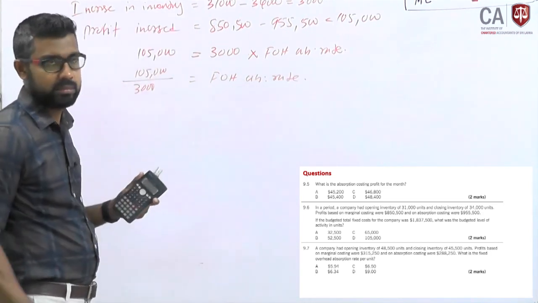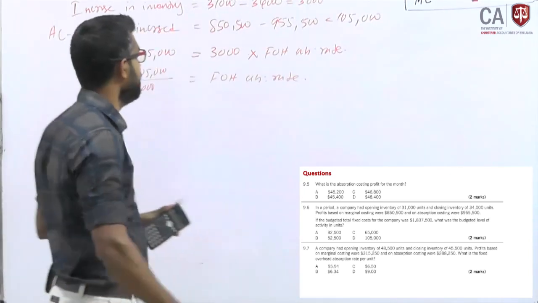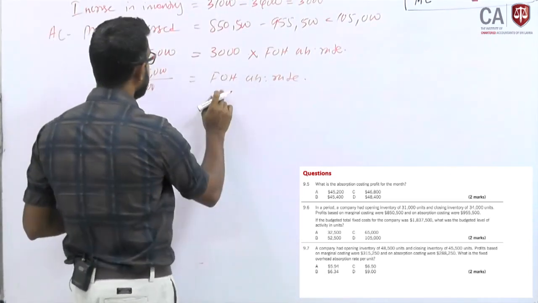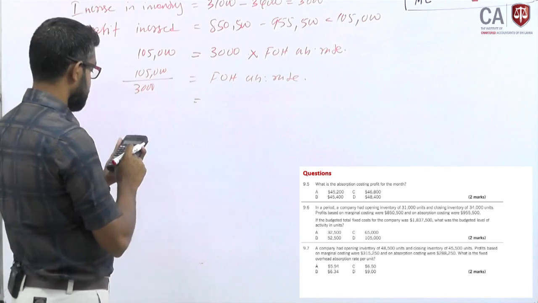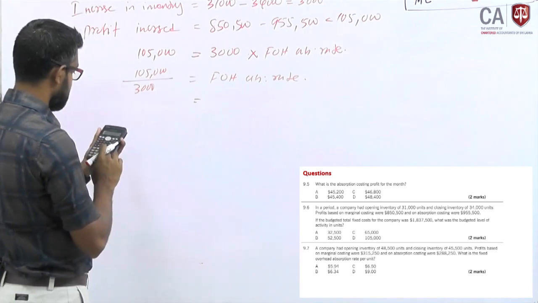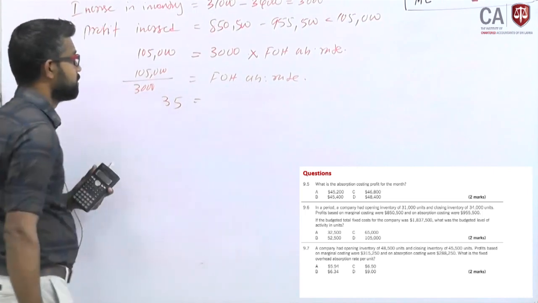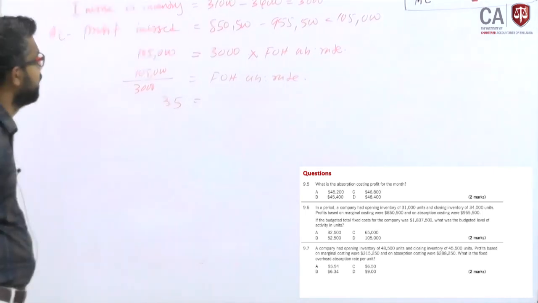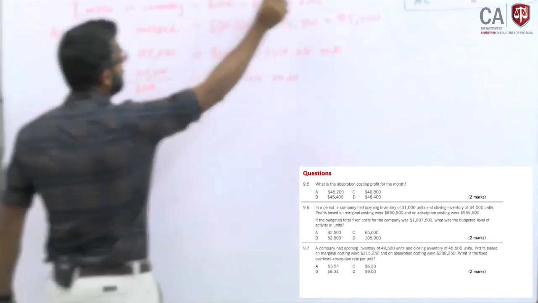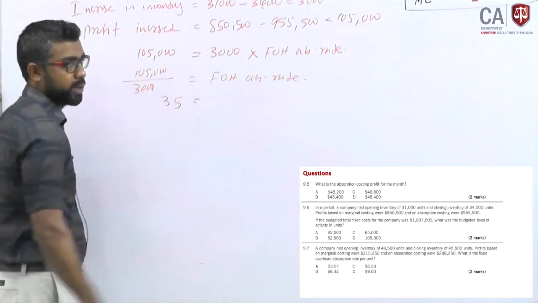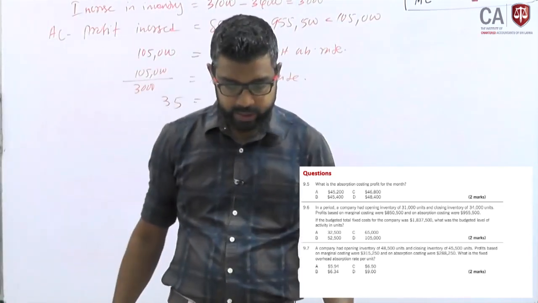Nothing new. Same formula used to figure out the fixed production overhead absorption rate. How much? 35. 35 absorption rate. Using this equation, I figured out the fixed production overhead absorption rate.